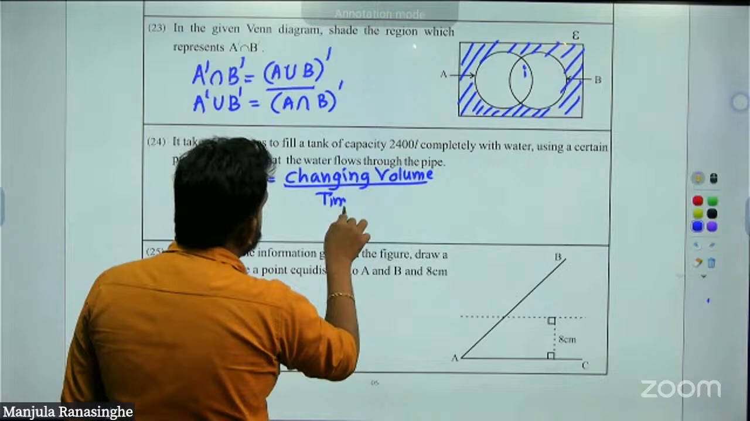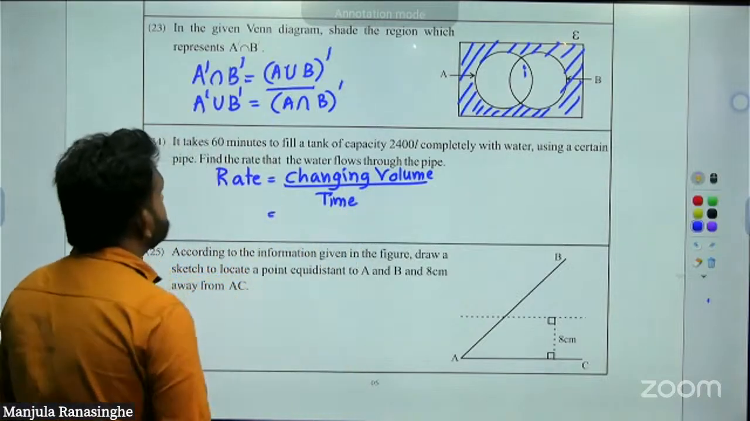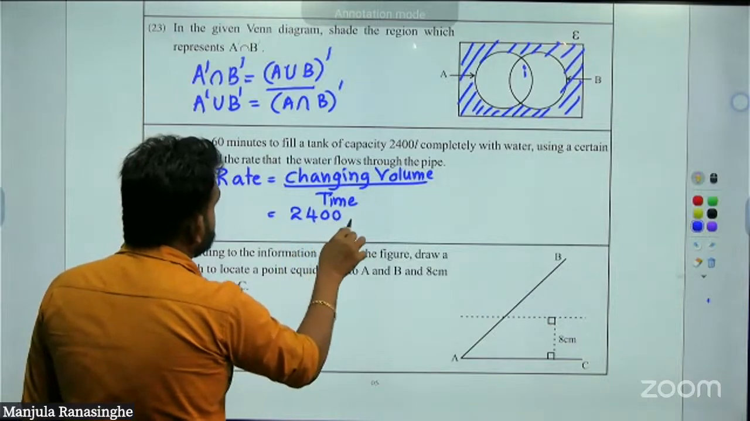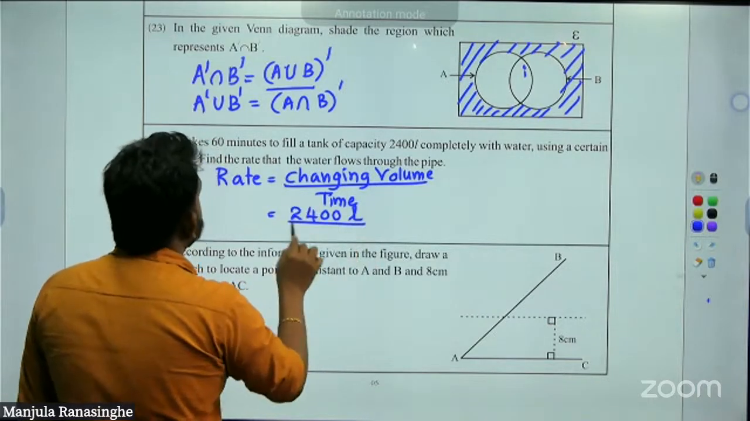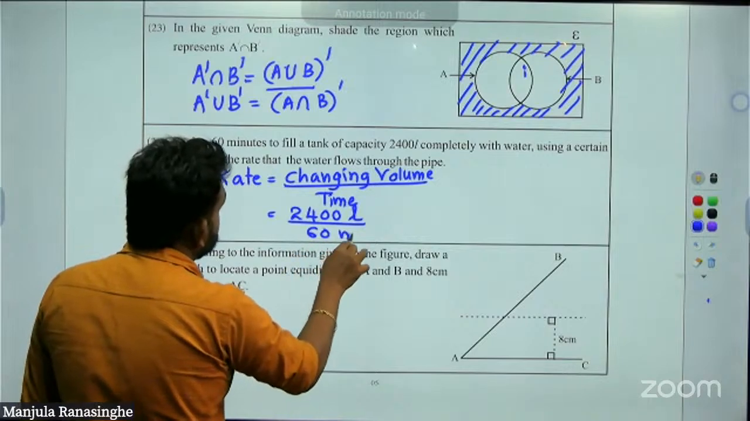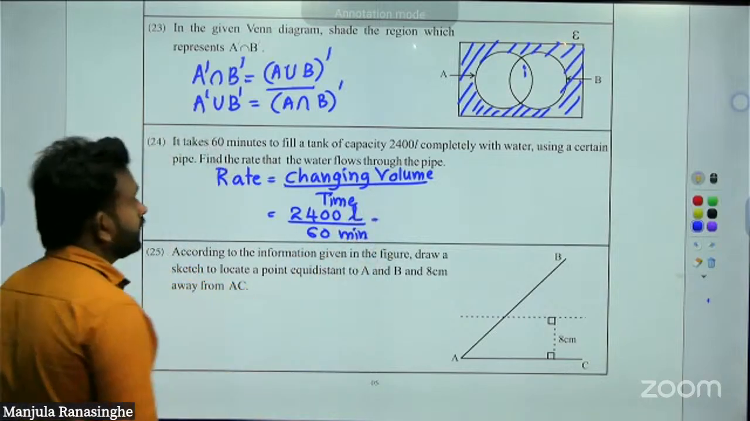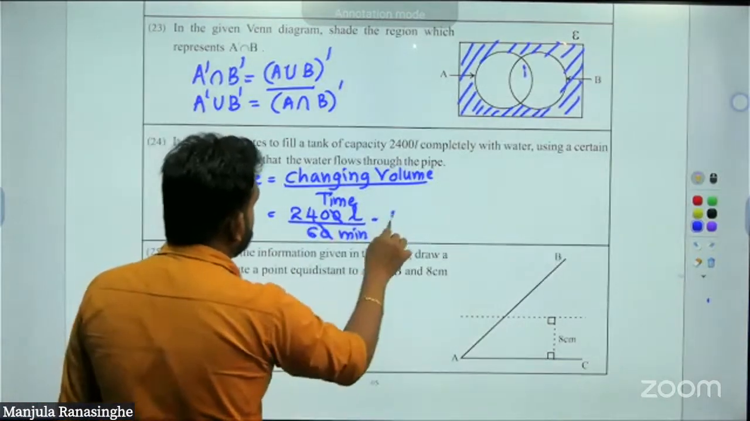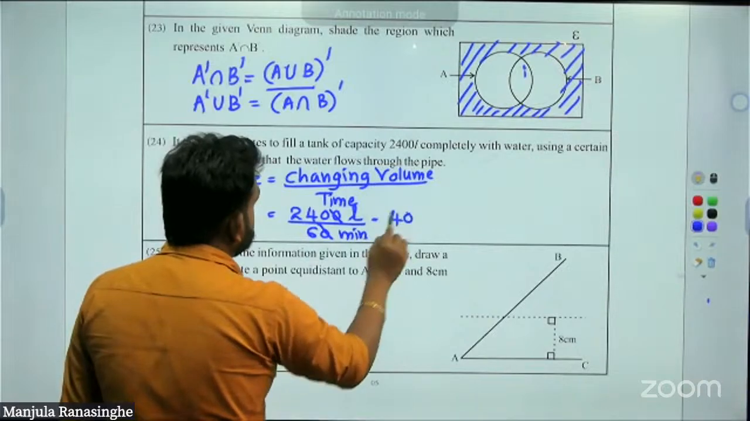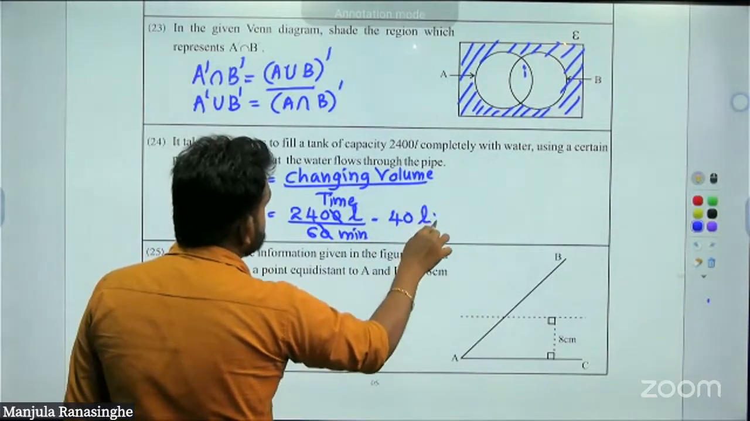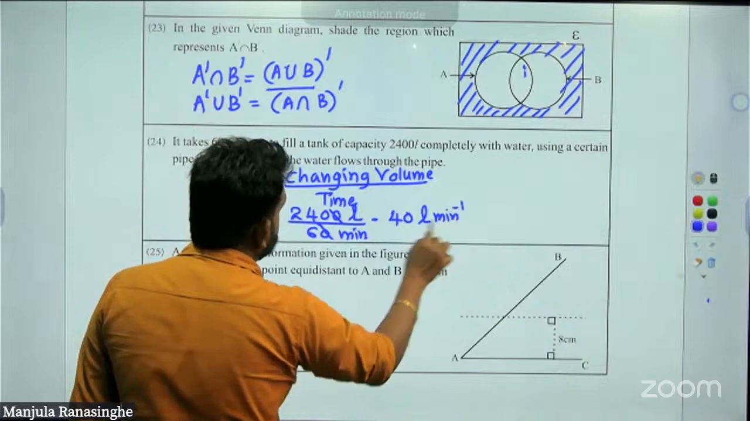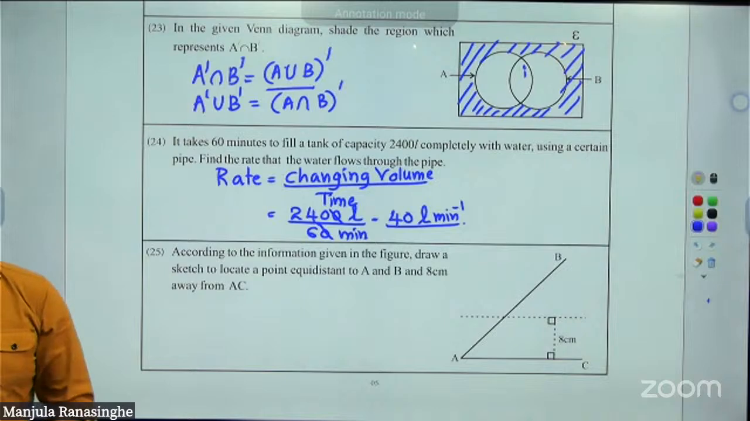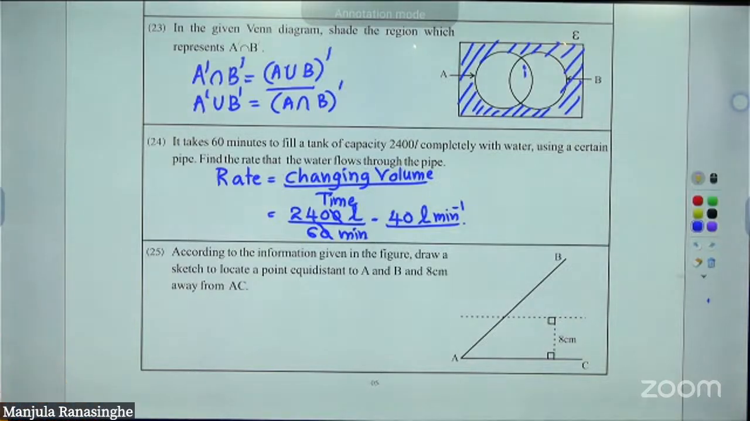Okay, so what is the change in volume? The change in volume is 2,400 liters, right? That is to be divided by the time taken. The time taken is 60 minutes. Okay, now divide it. Here 0, 0 cancelled, then 6 into 4 is 24, then 40 there, then 40 liters per minute, right? So the answer is 40 liters per minute. So the change in the volume divided by the time.